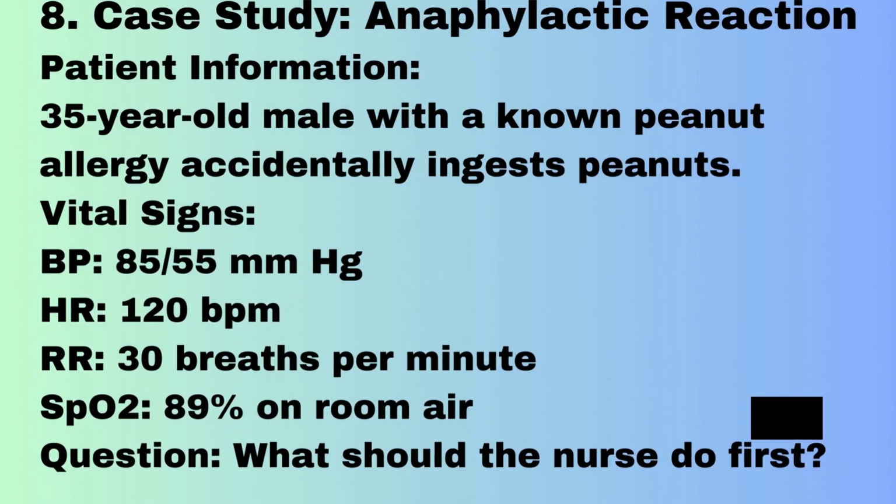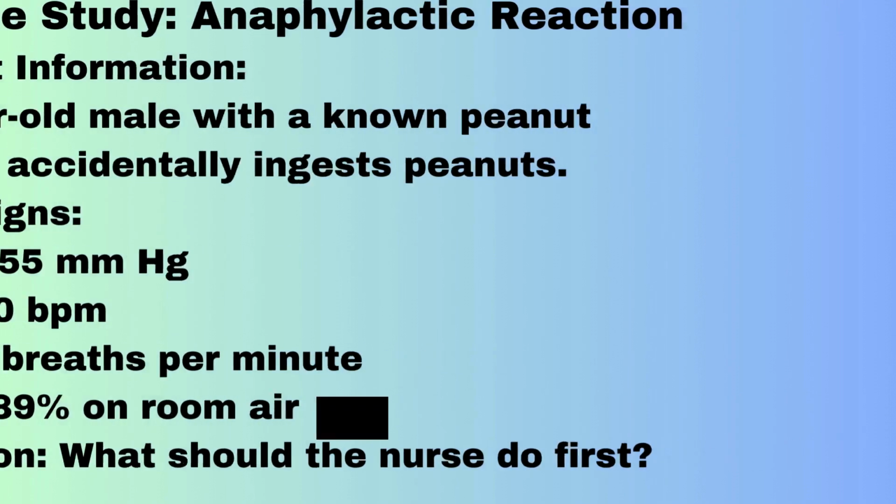Case study. Anaphylactic reaction. Patient information. 35-year-old male with a known peanut allergy accidentally ingests peanuts. Vital signs. BP 85/55 mmHg. HR 120 BPM. RR 30 breaths per minute. SpO2 89% on room air. Question. What should the nurse do first?